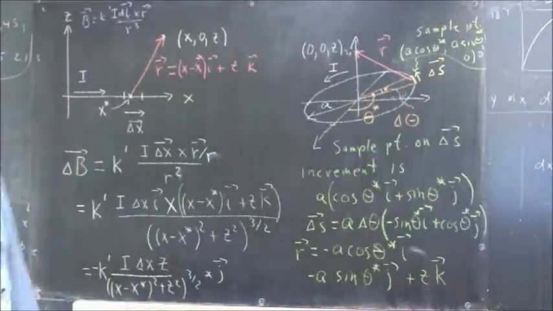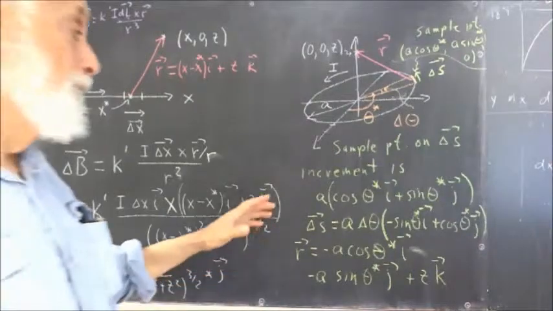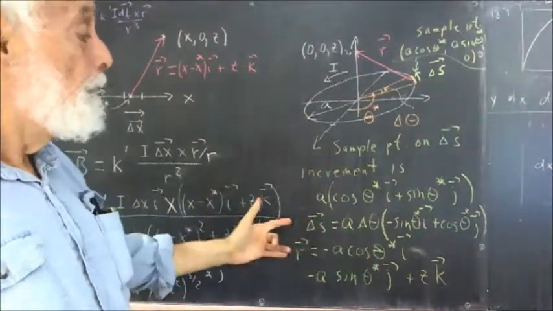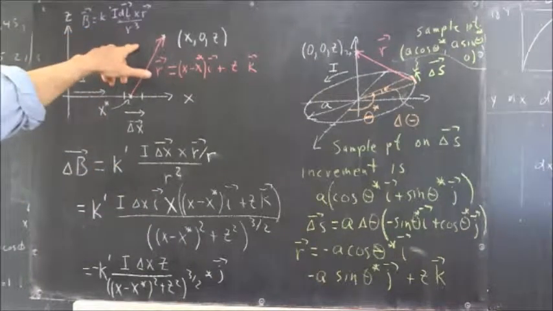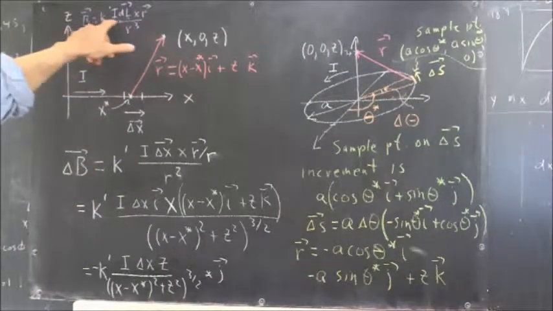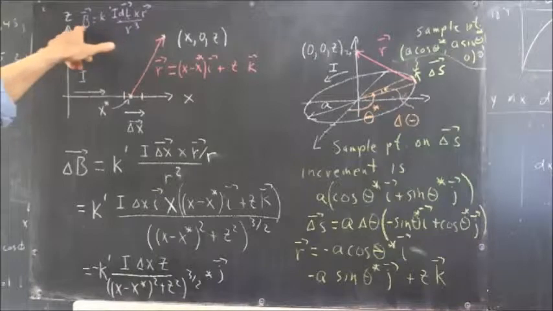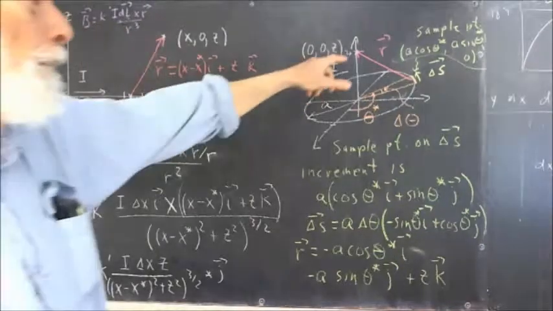So now we're going to be able to put all this information into this formula, this relationship that gives us the magnetic field at our field point.